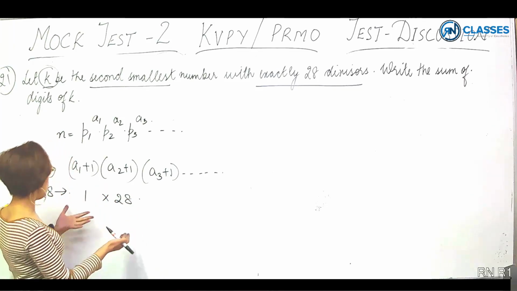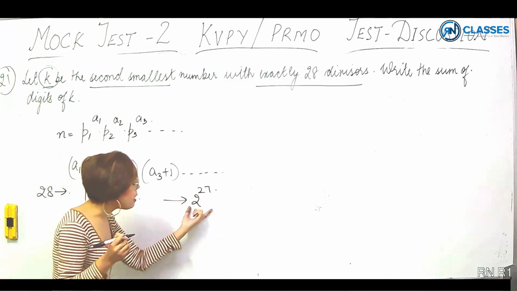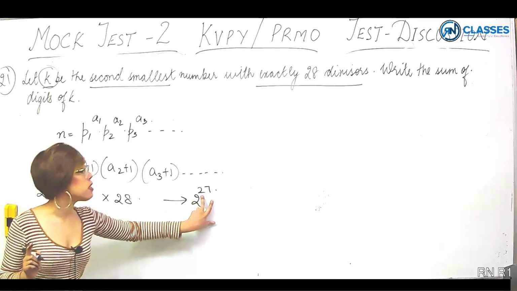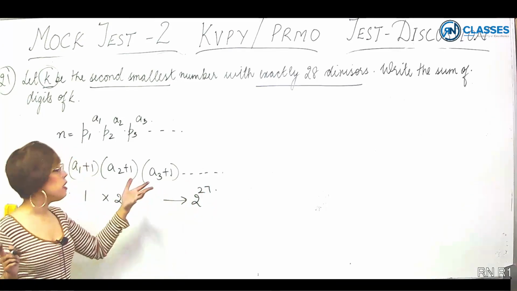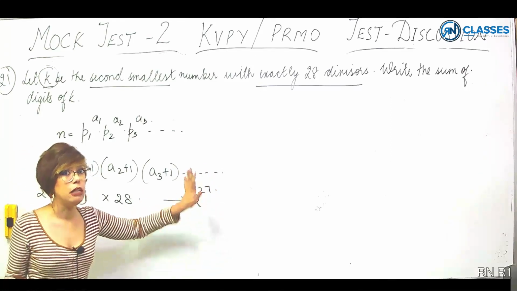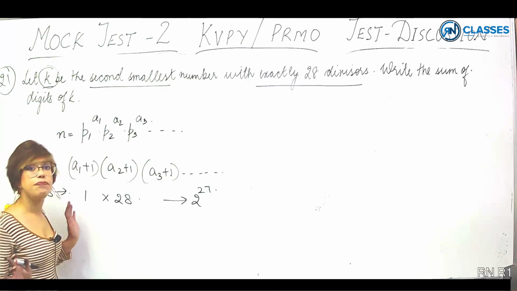Right? So if I write the number 2 raised to 27, this number would have exactly 28 divisors. Why? Because 27 plus 1 is 28, into 1, you'll get 28. Obviously, this is a very big number. I need the second smallest one. Right? 1 into 28, so this is done.